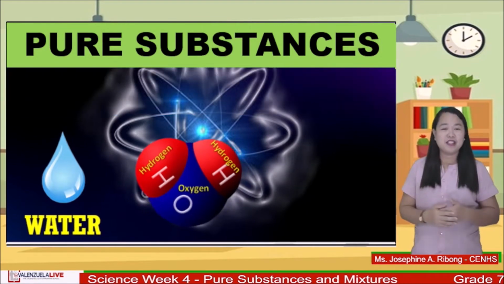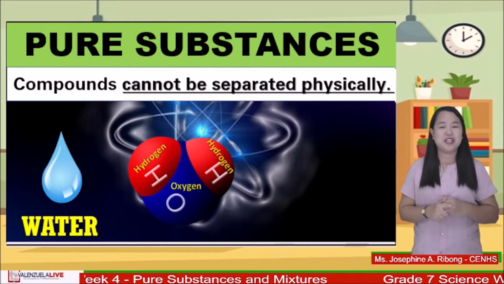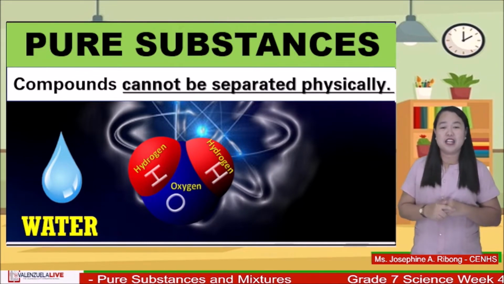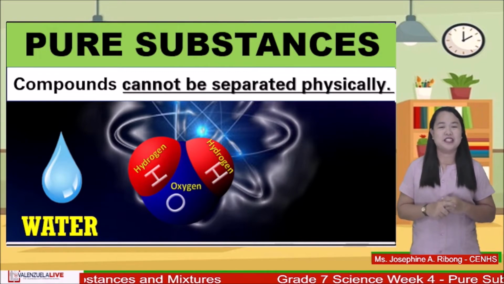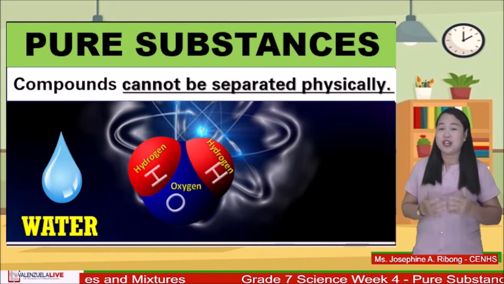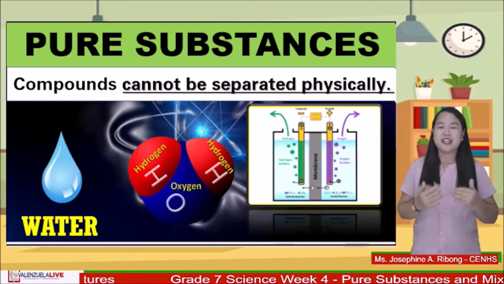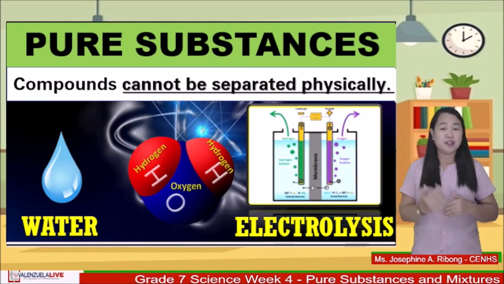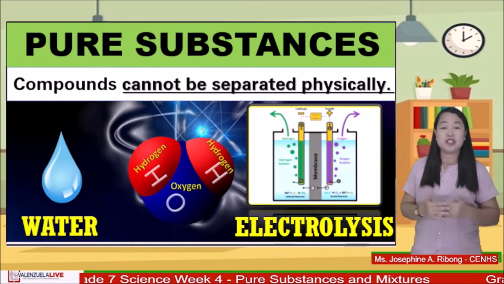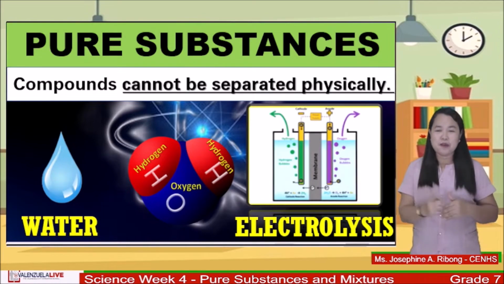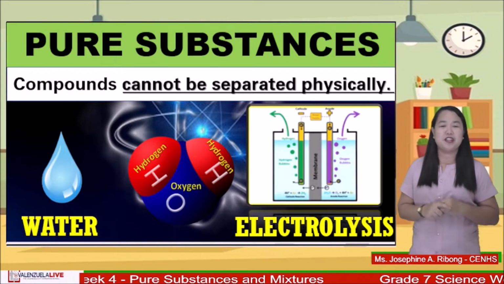All compounds are bonded chemically, that's why we cannot separate them by physical means. To separate oxygen and hydrogen in water, it requires chemical processes. The process that separates hydrogen from oxygen is called electrolysis. It works when chemical changes occur and electricity is supplied. To give you an idea of how electrolysis works, let's watch this video.